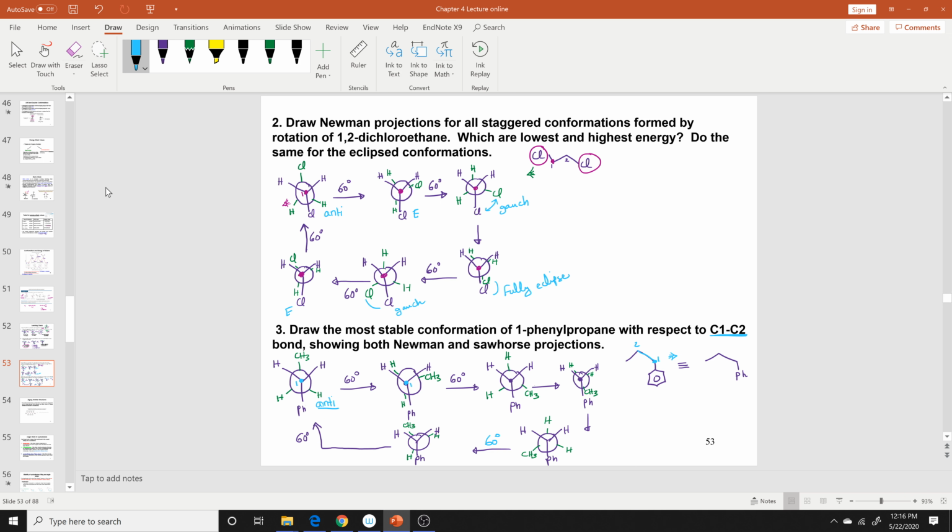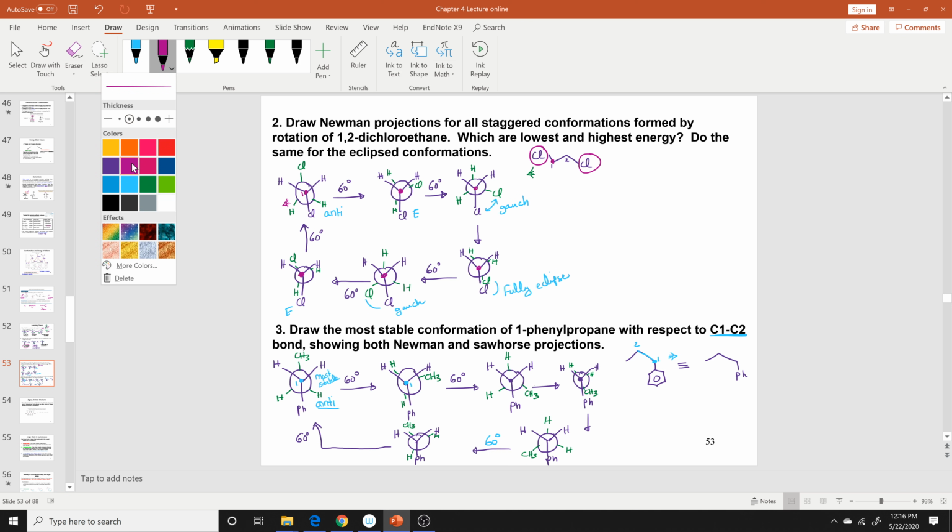They are asking about the most stable. So the most stable is going to be this one over here. This is going to be the most stable. And they are asking me to change the Newman projection into a sawhorse. So for the Newman projection over here, let's change it into a sawhorse.